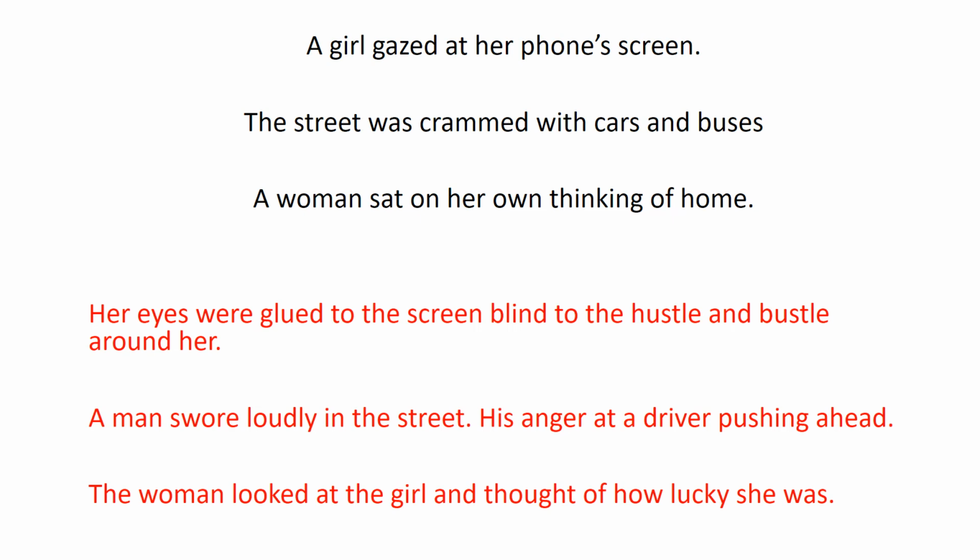So here it's just a sentence. Her eyes were glued to the screen, blind to the hustle and bustle around her. Second sentence. A man swore loudly in the street, his anger at a driver pushing ahead. So I've kind of changed the second one, but that will relate to the setting because I can expand a bit further. But I've also got that dialogue in there. And the last one then, I've got the woman looked at the girl and thought of how lucky she was. And in that last one, I've returned back to the girl at the beginning, and I've made a connection between my opening and my ending.